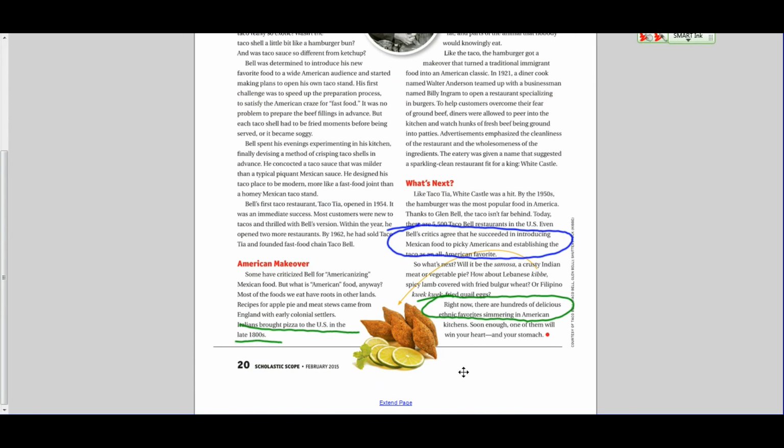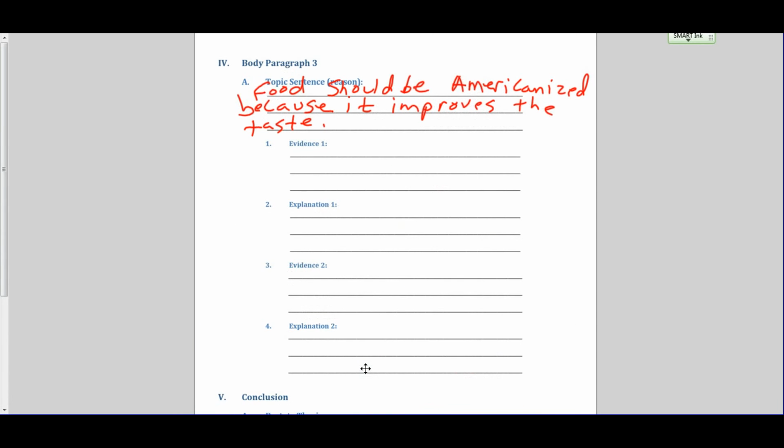So we're going to go back to the article by Tarsus, and there is a sentence in here that talks about how Bell made a taco sauce that's milder than the typical Mexican sauce. So just like before, I'm going to cite my source, which is Tarsus again. And then I'm going to paraphrase it, which means I'm putting it in my own words. I'm going to put Bell created a taco sauce that was milder than the original.